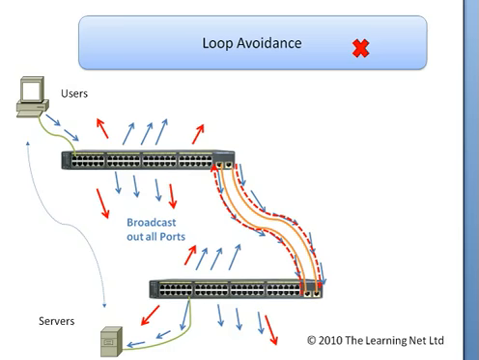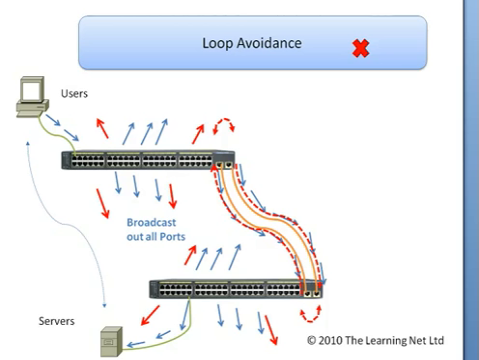And the top's going to receive it. He's going to send it back to the bottom. And the bottom's going to receive it. He's going to send it back to the top. And I could go on forever until the switches actually implode. Well, they won't physically implode, but they will crash. My network will grind to a halt. This is what's known as a broadcast storm, and it is very, very bad.